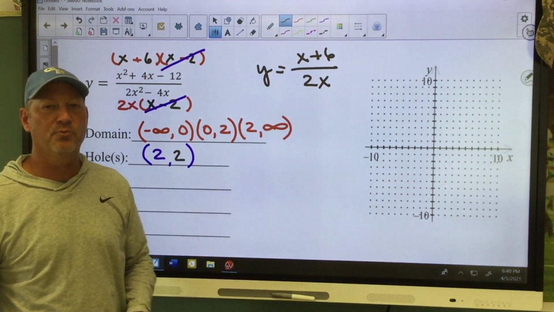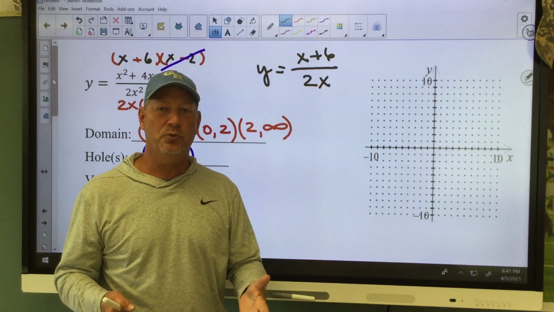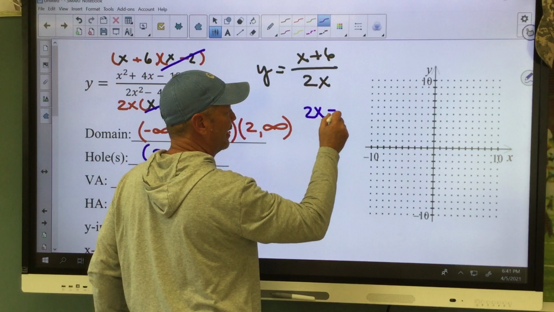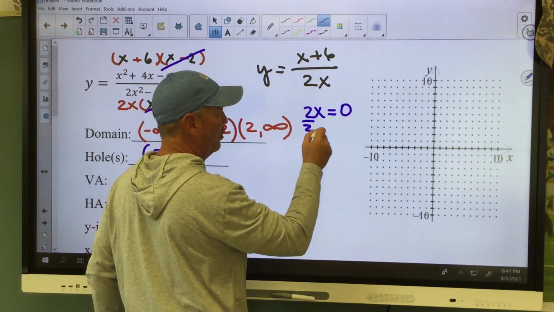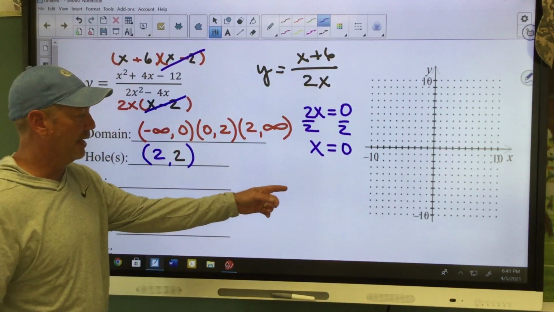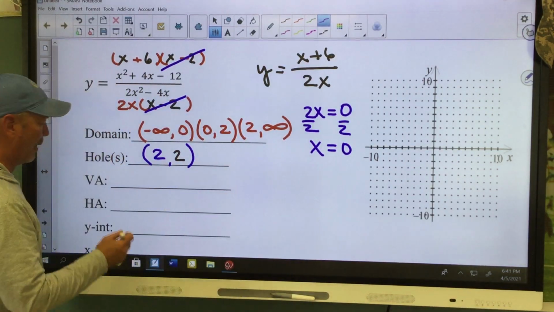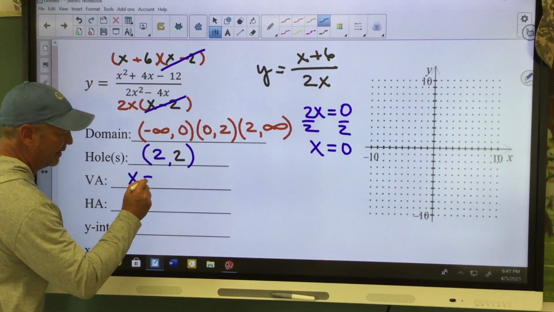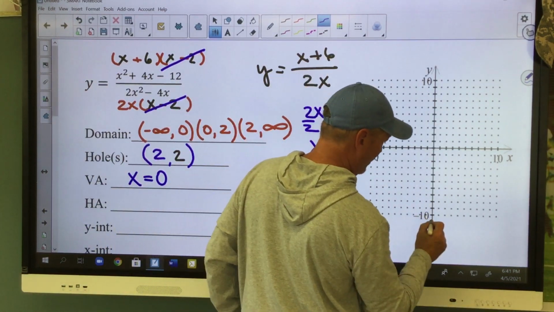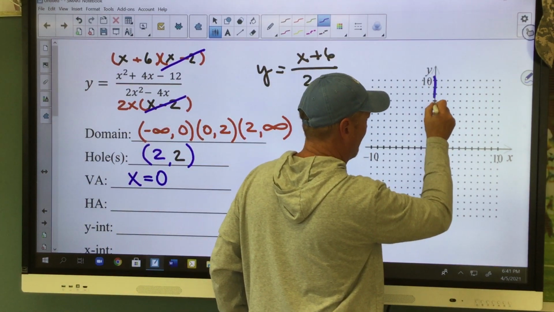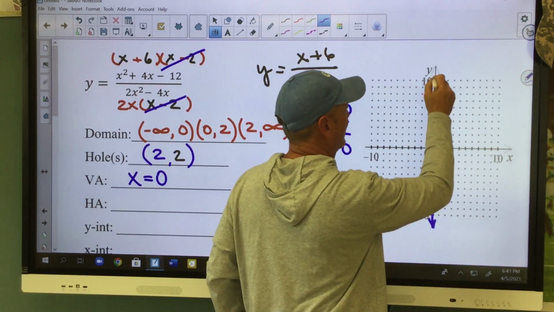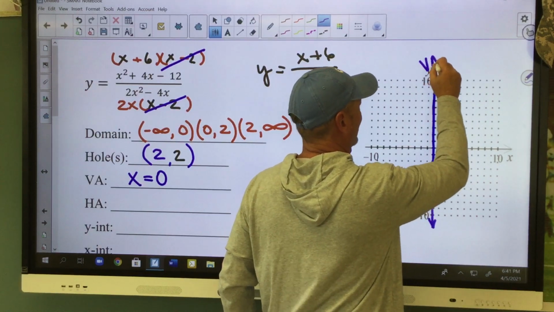All right, to find the vertical asymptote, we take the denominator and set it equal to 0. So we're going to say that 2x equals 0, divide by 2, x equals 0. There's our equation of the line. My vertical asymptote will be at x equals 0. So we're going to draw a line at x equals 0. See the easiest way to do this? There it is. There's my vertical asymptote.